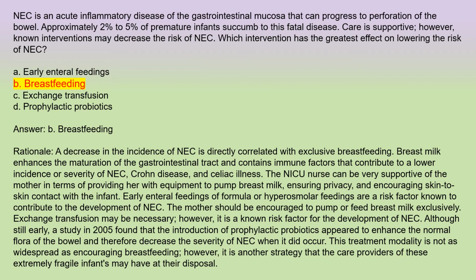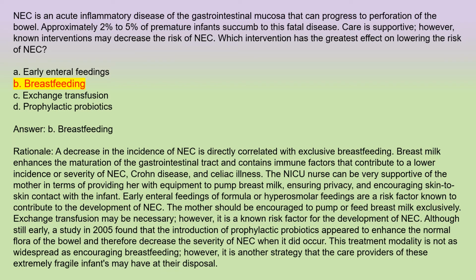Answer: B. Breastfeeding. Rationale: a decrease in the incidence of NEC is directly correlated with exclusive breastfeeding. Breast milk enhances the maturation of the gastrointestinal tract and contains immune factors that contribute to a lower incidence or severity of NEC, Crohn's disease, and celiac illness. The NICU nurse can be very supportive of the mother in terms of providing her with equipment to pump breast milk, ensuring privacy, and encouraging skin-to-skin contact with the infant.